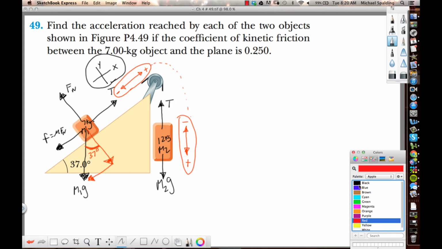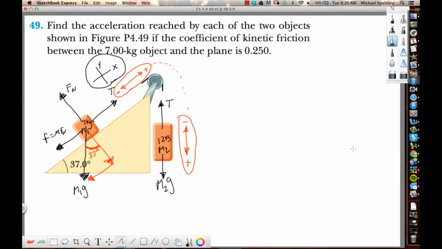So now the free body diagram is set up, and we're ready to, what comes after the free body diagram? Summing the forces. So we're going to sum the forces for M1, X and Y. And then we're going to sum the forces for M2.